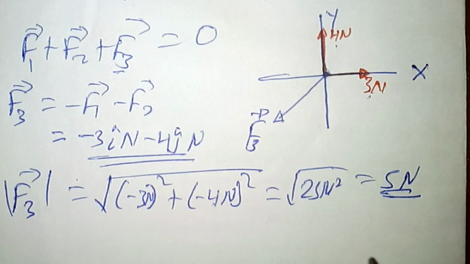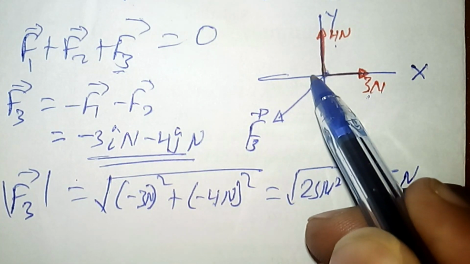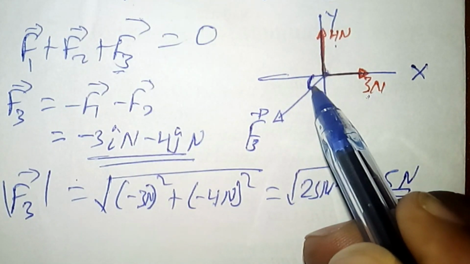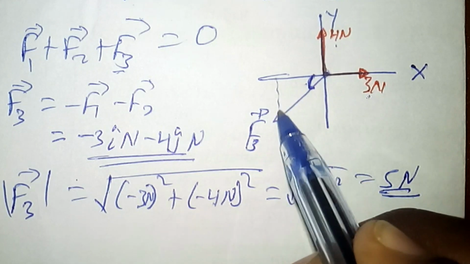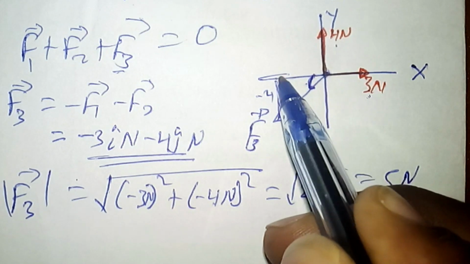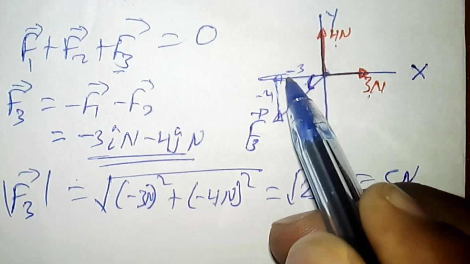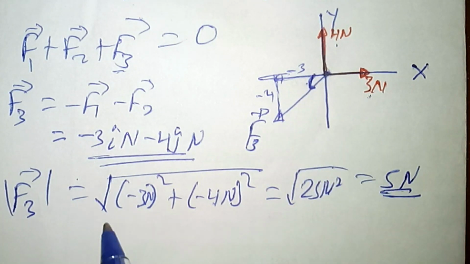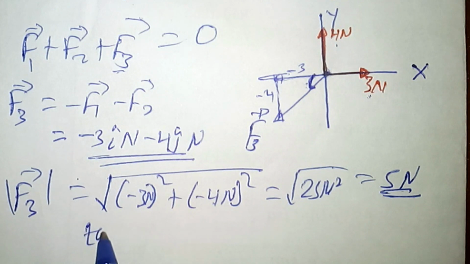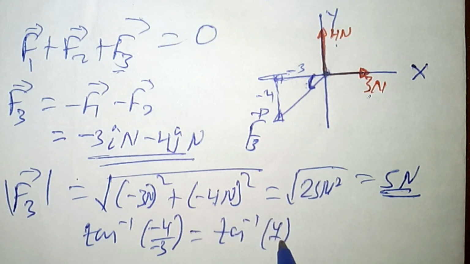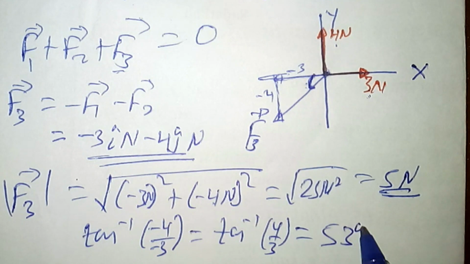Then the direction of this force, I can find from the negative x-axis, and I can find this angle directly. So this component is downward, minus 4, and this is negative 3. So it is in the third quadrant. Both x and y components are negative. So this angle must be tan inverse of minus 4 over minus 3, which is tan inverse of 4 over 3, which is 53 degrees.